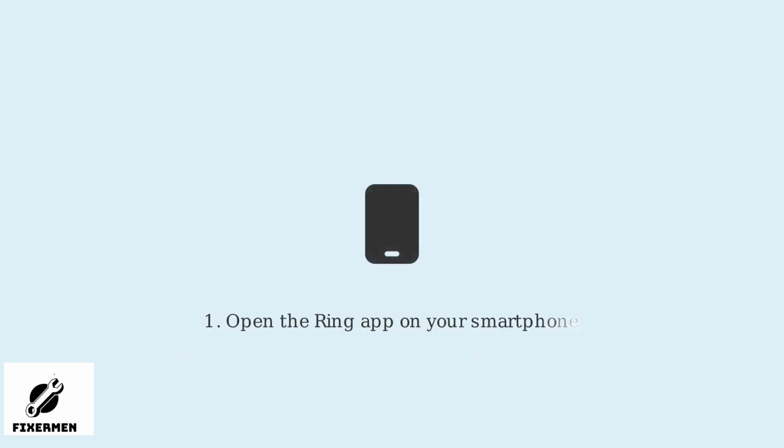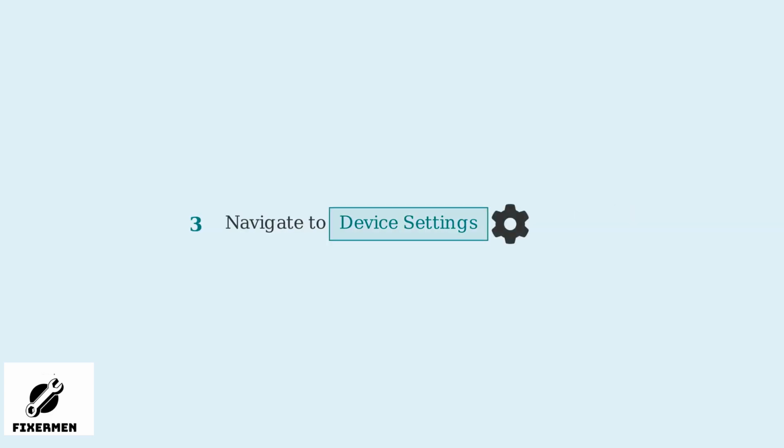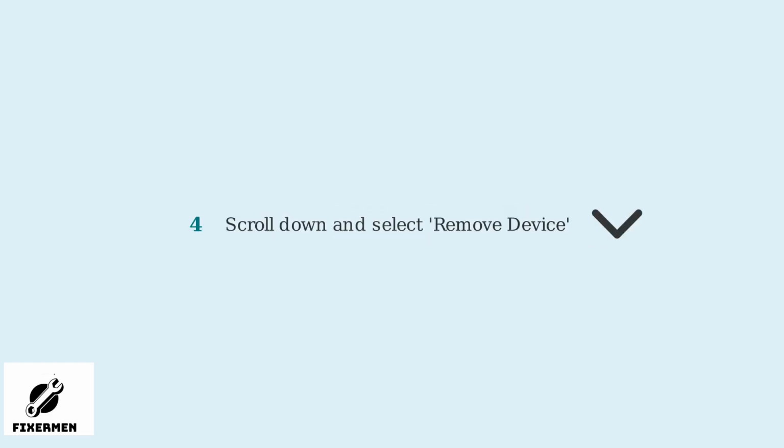Start by opening the Ring app on your smartphone. Next, tap the device you want to remove from your list of devices. Navigate to Device Settings, usually represented by a gear icon. Scroll down in the Settings menu and select the Remove Device option.